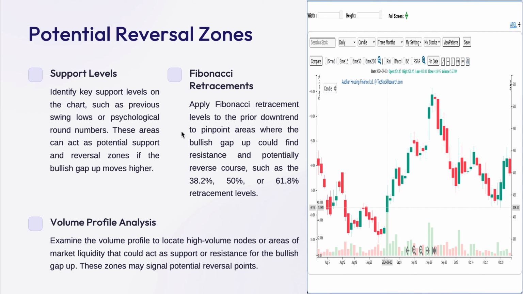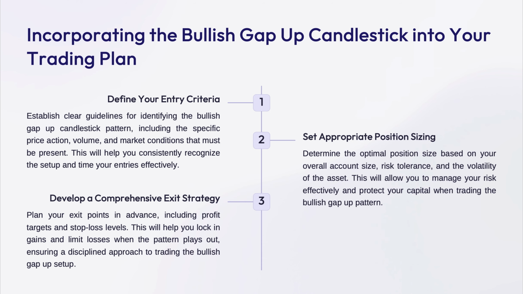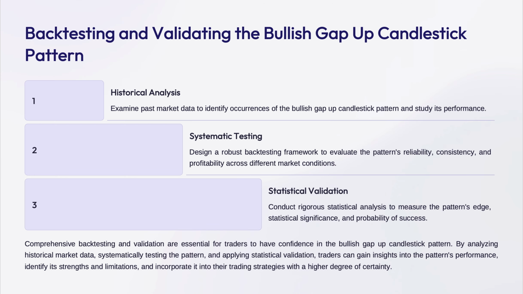You can also take inputs from support levels and Fibonacci retracements. Those are also good. Trading strategies: entry strategy, profit targets, risk management, incorporating the bullish gap up candlestick in your trading plan. These are very, very important. Risk management techniques for the bullish gap up candle: time of entries, defining the target, protective stop losses. Go through backtesting, systematic testing, historical and statistical validation.